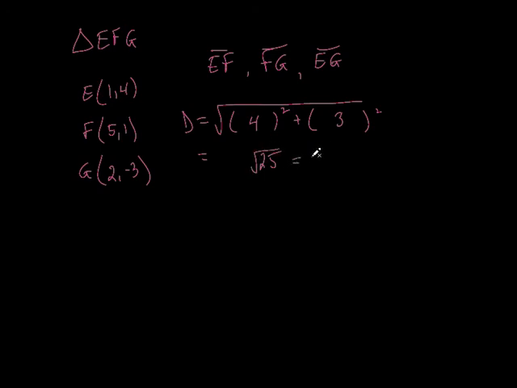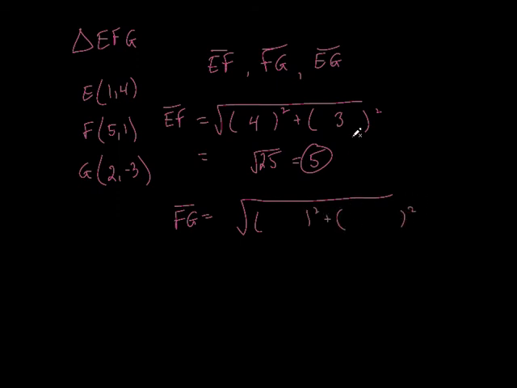Square root of 25 is 5. I should have put, let's not put D, let's put EF. Is that right? So EF is 5. We good? Let's do FG. Once you know the distance formula and how to do it, it's actually pretty quick. It looks really long and crazy, but it's not that bad.